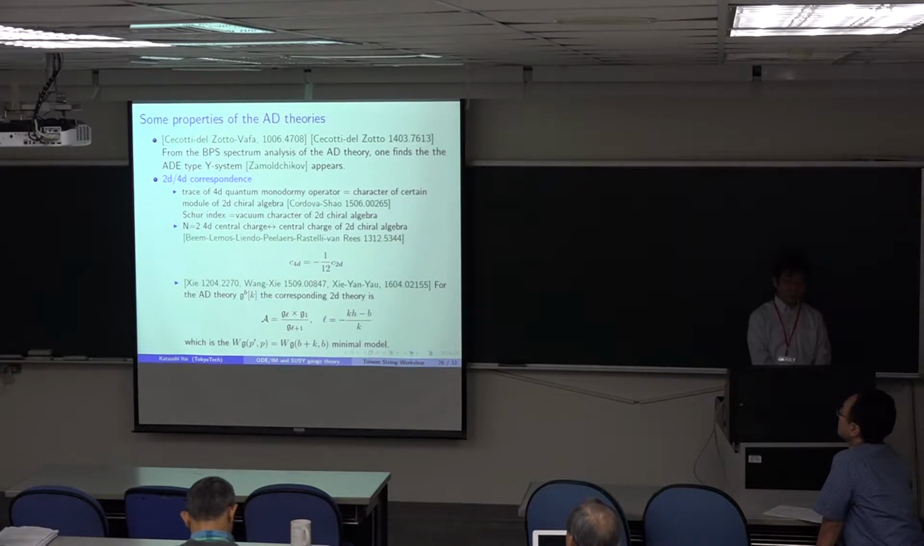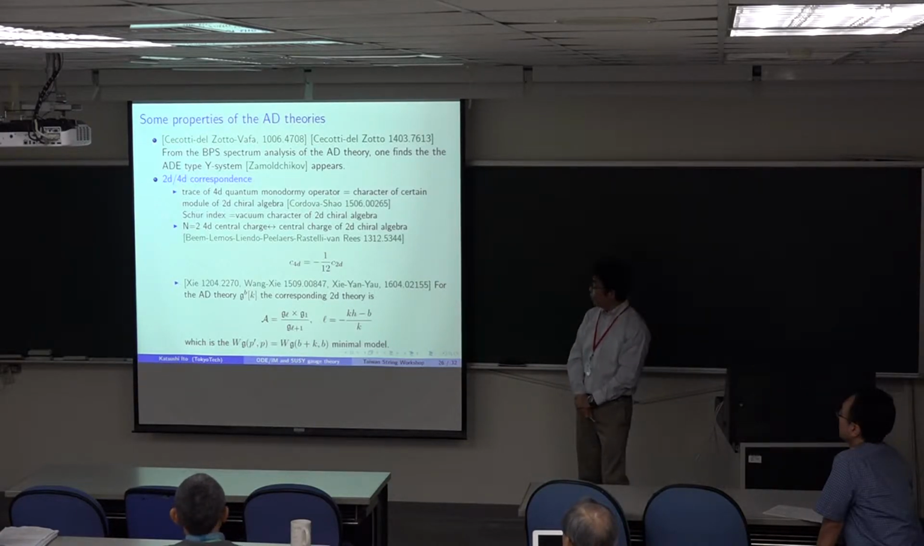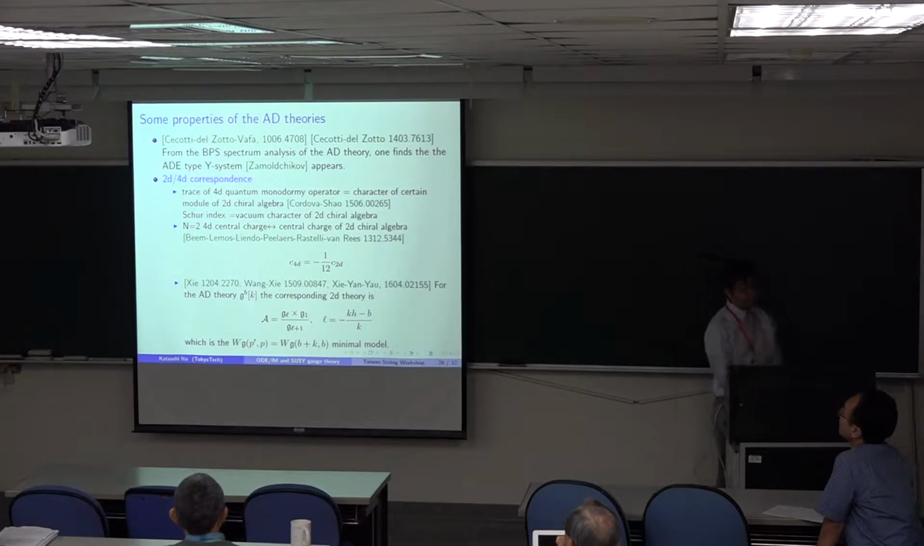Cecotti et al. studied the BPS spectrum analysis of the AD theory, compactified on S1. And one finds for the A1, G type AD theory, they found the AD type Y-system from that BPS spectrum. And this is interesting, corresponding to the finding in AD theory of the 2D, 4D correspondence.